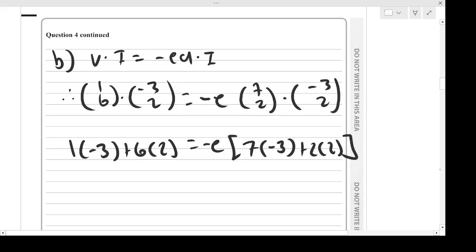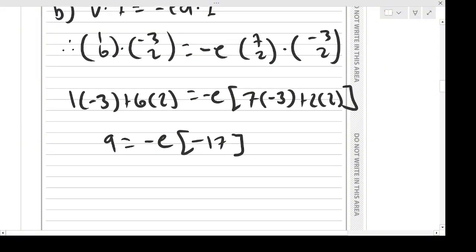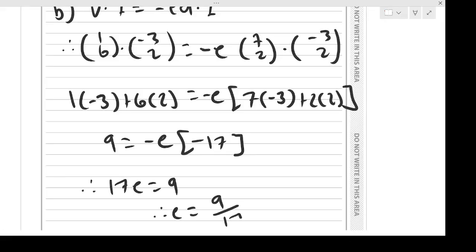So now if I simplify, I will get 9 on the left is going to be minus E lots of minus 17. And so minus E times minus 17 is 17E, which is 9. Therefore E, very nicely, is 9 over 17. And there we are.